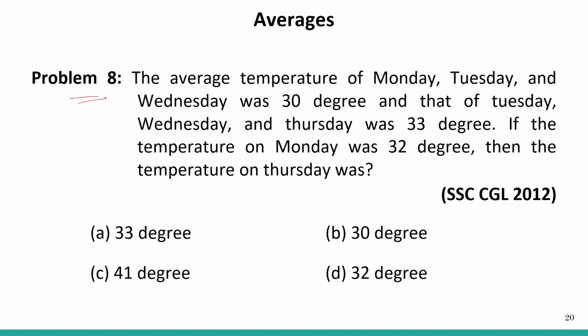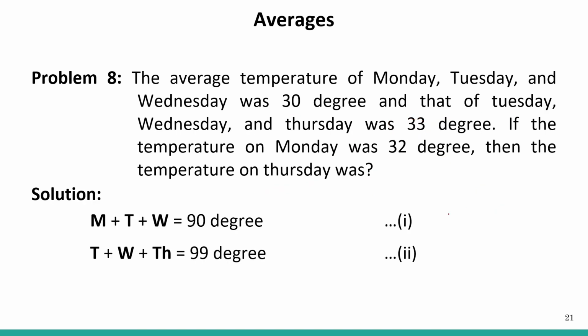So let's see problem number 8. The average temperature of Monday, Tuesday and Wednesday was 30 degrees and that of Tuesday, Wednesday and Thursday was 33 degrees, right? So if the temperature on Monday was 32 degrees, then what was the temperature on Thursday? 30 degrees, 32, 41 or 33 degrees. So this question has appeared in the SSC CGL 2012 paper.